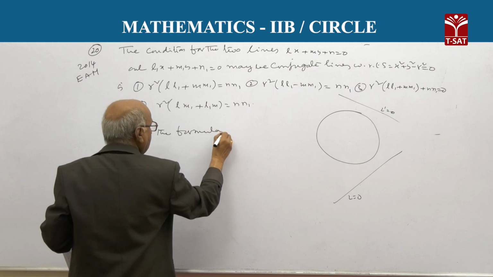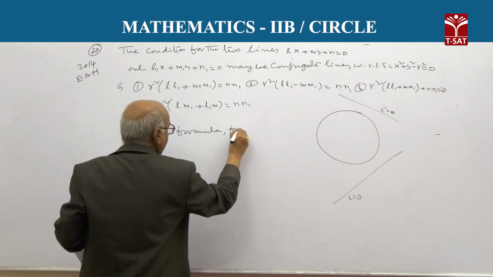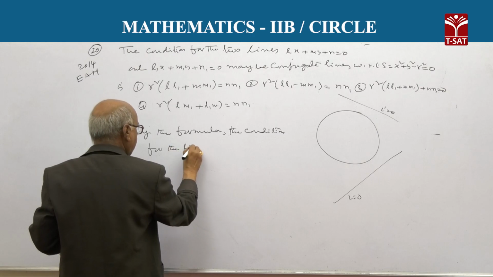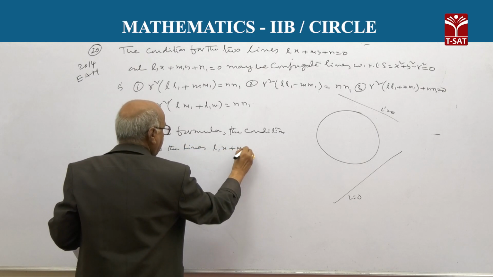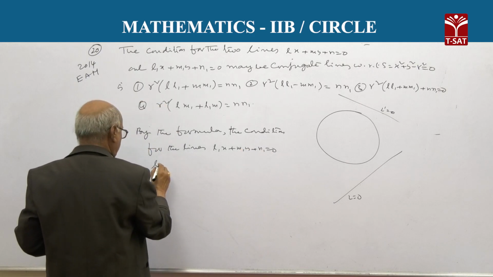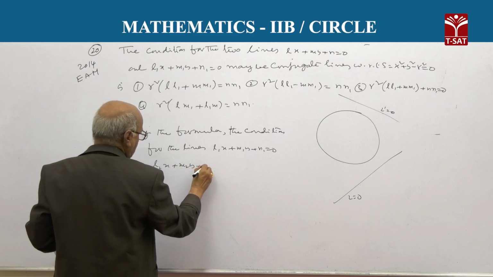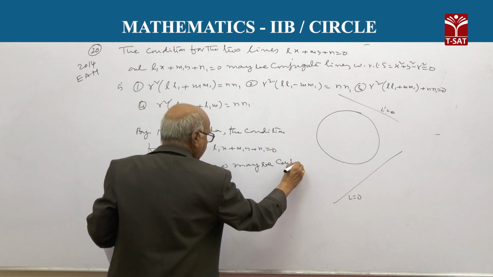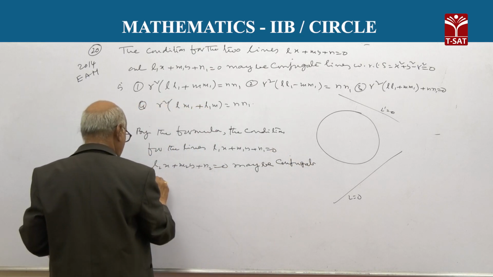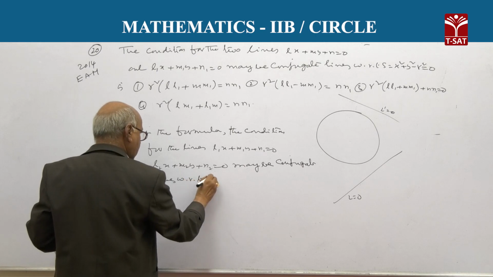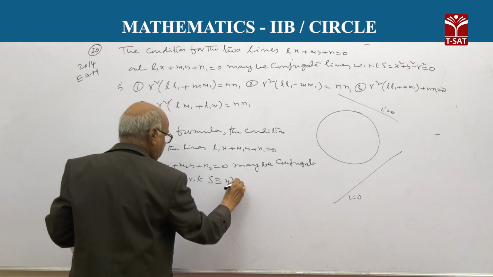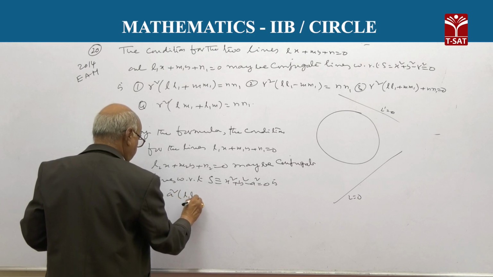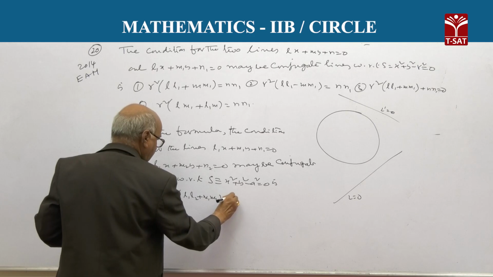the condition for the lines L1x plus M1y plus N1 equal to 0 and L2x plus M2y plus N2 equal to 0 to be conjugate lines with respect to the circle S equal to x square plus y square minus a square equal to 0 is a square into L1L2 plus M1M2 is equal to N1N2.